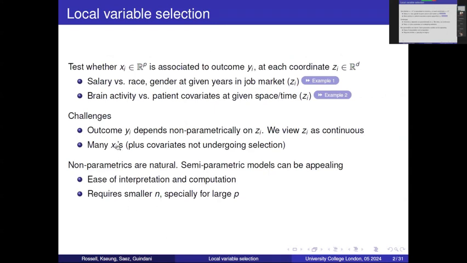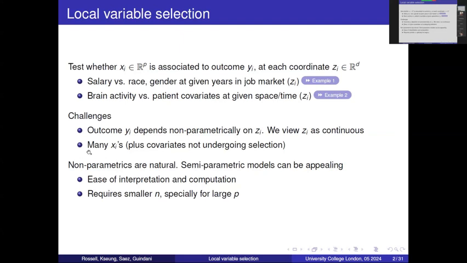The challenges are that I'm going to let the outcome depend non-parametrically on Z. That's what we're seeing in this brain activation example, certainly. And then we view Z as the input, the coordinate. So it's not like time series where we have a discrete grid over time, but we view this as a continuous one. In example number 1, I could view the data as independent, whereas in example number 2, this is functional data, and I'll have to deal with that somehow.